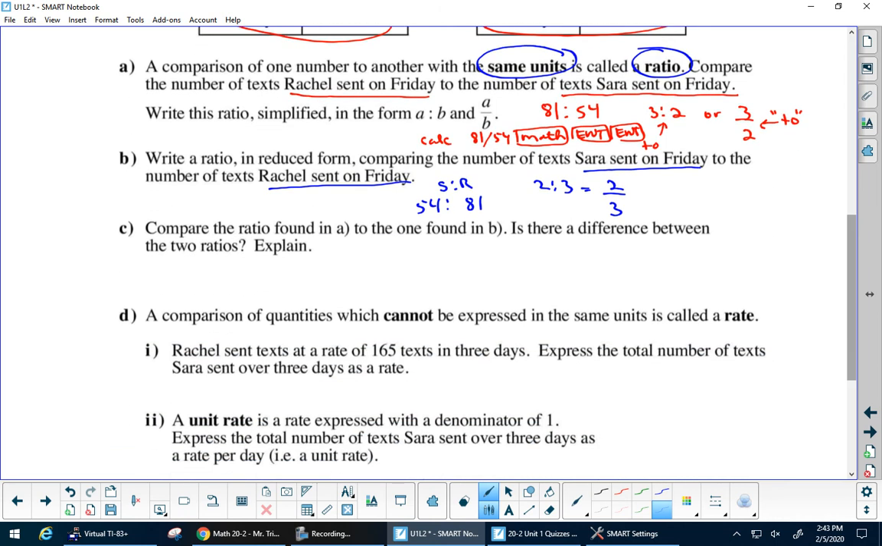Okay, so what's the difference? They're just reciprocals of each other, right? They're reciprocals.